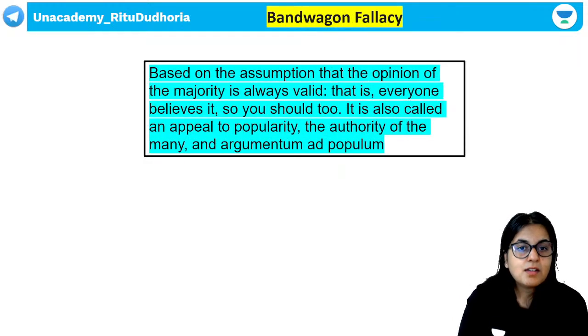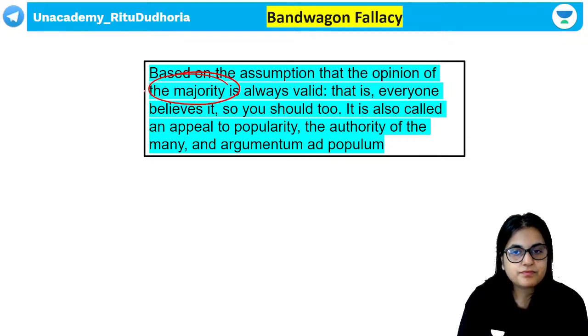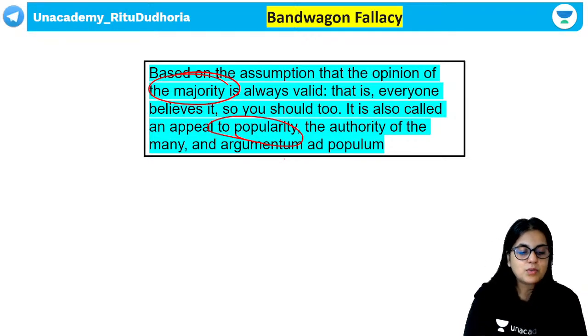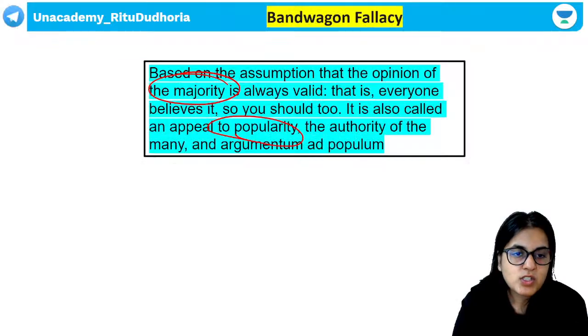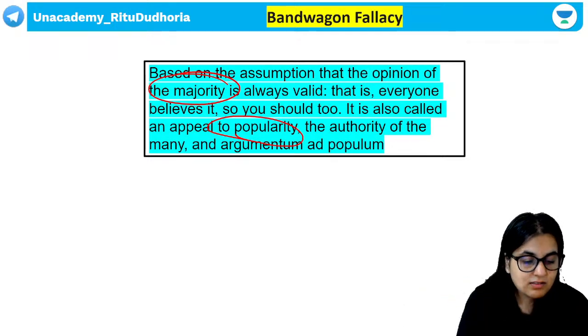Next one. Bandwagon fallacy. Majority is always valid. मतलब majority. सब कर रहे हैं तो मैं भी करूँगा. It's like appeal to popularity. It's the most popular thing to do and that's why you're going to do it. So everyone's doing it. You can do it too. Okay, got it guys? That's called as bandwagon. मतलब भेड़ चाल.